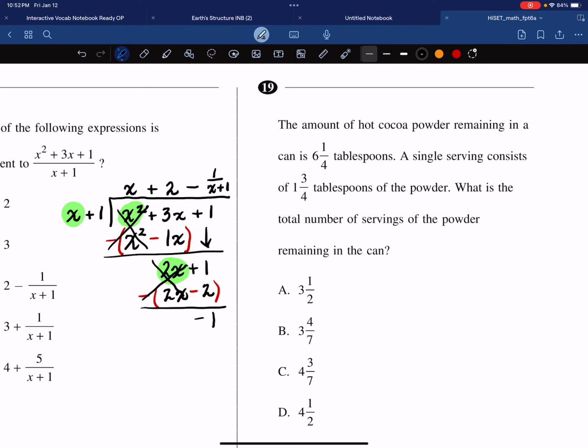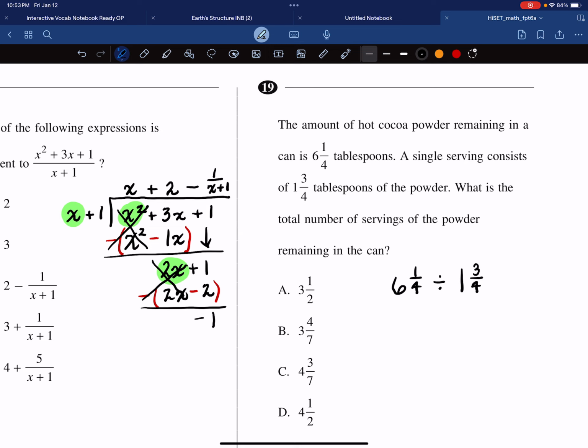Number 19. The amount of hot cocoa powder remaining in a can is 6 1/4 tablespoons. A single serving consists of 1 3/4 tablespoons of the powder. What is the total number of servings of the powder remaining in the can? So I'm going to take the 6 1/4 and divide that by 1 3/4.